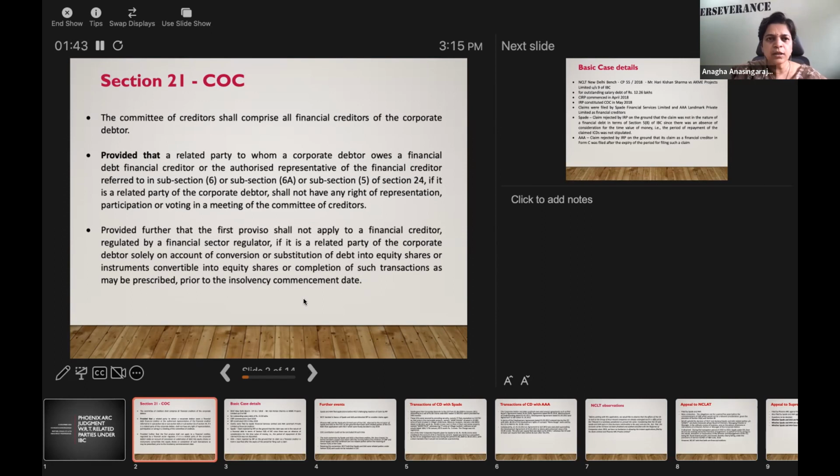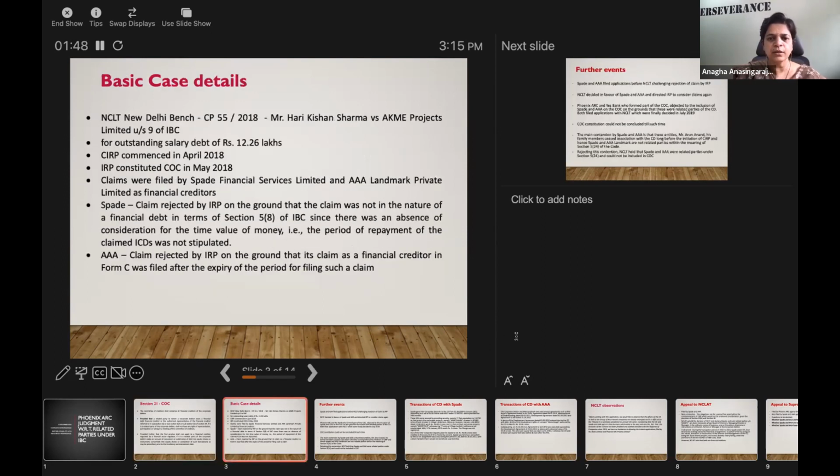Now, the landmark judgment on this was the Phoenix ARC case, which was decided by the Supreme Court. So let us look at the details of this particular case. This case started as a Section 9 petition before the NCLT New Delhi bench of one Mr. Hari Kishan Sharma versus Acme Projects Limited for his outstanding salary debt of rupees 12.26 lakhs. At that time, as you know, the limit was only 1 lakh rupees. And this application was admitted by the NCLT New Delhi bench.